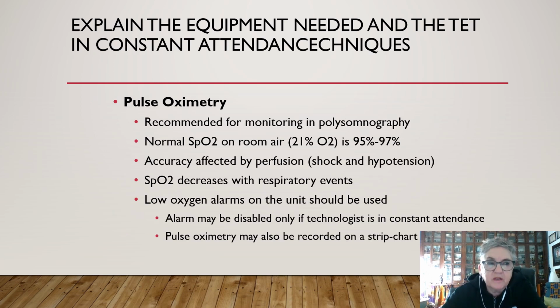Pulse oximetry is recommended for monitoring in the polysomnography. A normal SpO2 on room air at 21% oxygen is 95 to 97%. Accuracy is affected by perfusion. Shock and hypotension can affect it. SpO2 decreases with respiratory events.